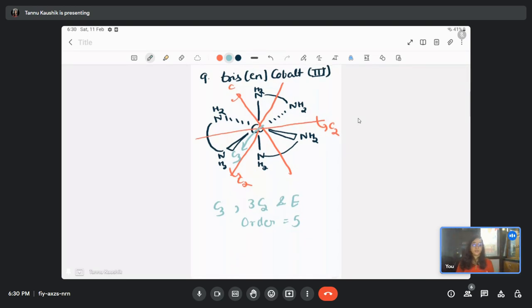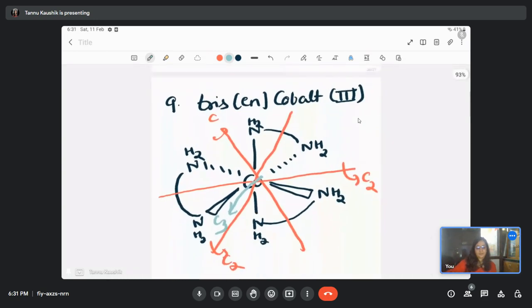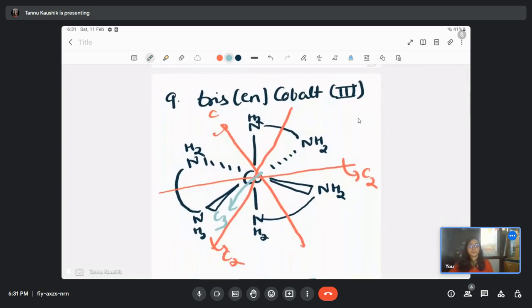So these are some of the molecules I wanted to discuss. If you have any doubts or anything you want to ask, you can ask me now. Our class will go up to 7 p.m., so we have almost 30 minutes left now. You can tell me if there is anything we can discuss.